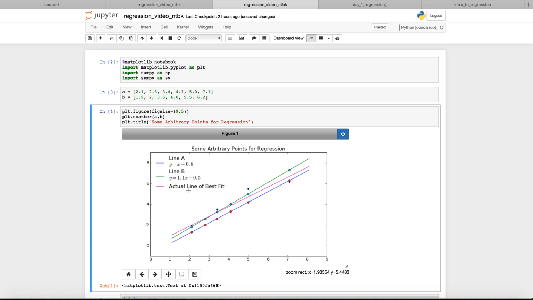This actual line of best fit is sneaking through both of those. Okay, and if I were to look at the root mean square error, it would be less than what I found for each of those. That's why it's the line of best fit.